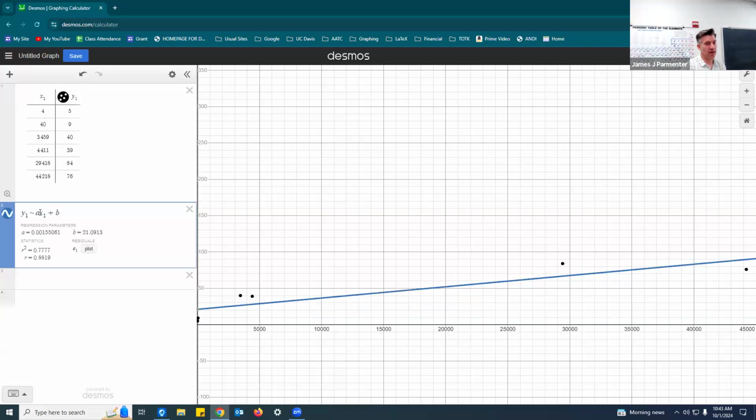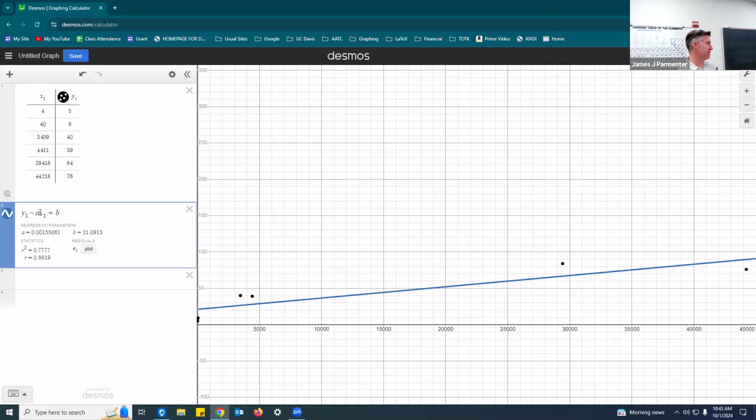So the very, very small slope, which makes sense, right? Because there's a lot of run for not a lot of rise. We're getting about 45,000 worth of run for not even 100 worth of rise. So a very small slope, but not a very good fit.